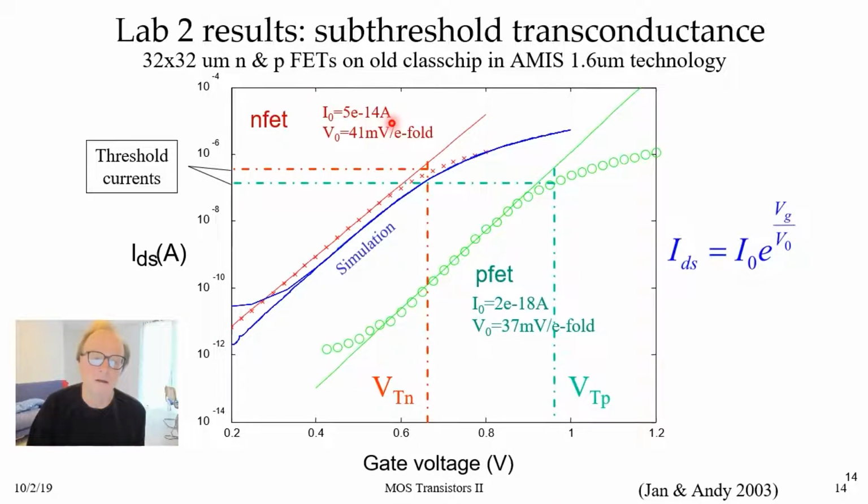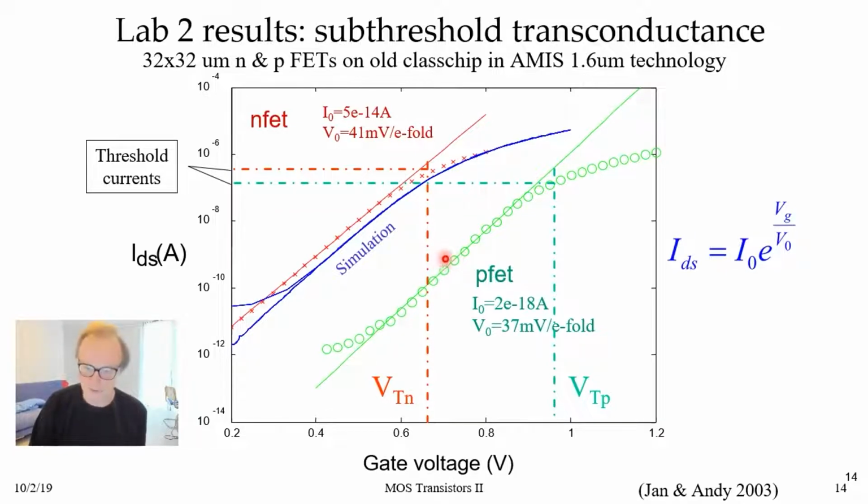Okay, so that is about 50 femtoamps, right? A femtoamp is 10⁻¹⁵. So the I0 is about 50 femtoamps. And what's V0? V0 is this exponential factor here, right? So in every V0 volts, the current increases by a factor of e, or 2.7. And you can see V0 here is 41, it's the slope of this curve, it's 41 millivolts per e-fold.